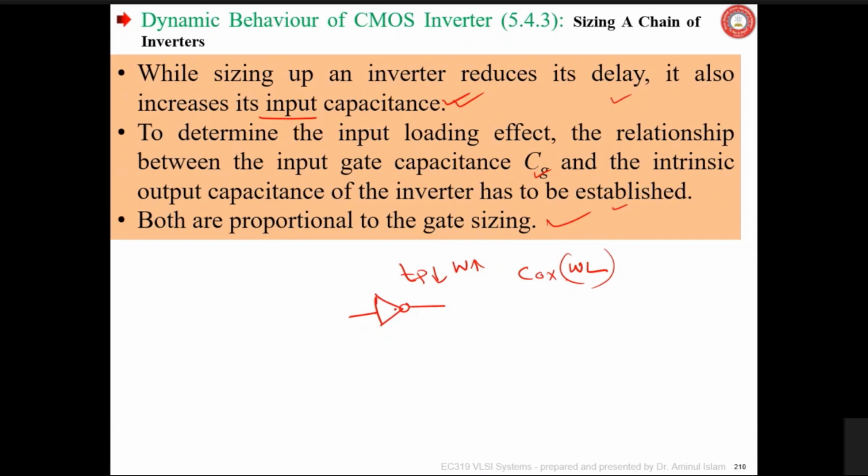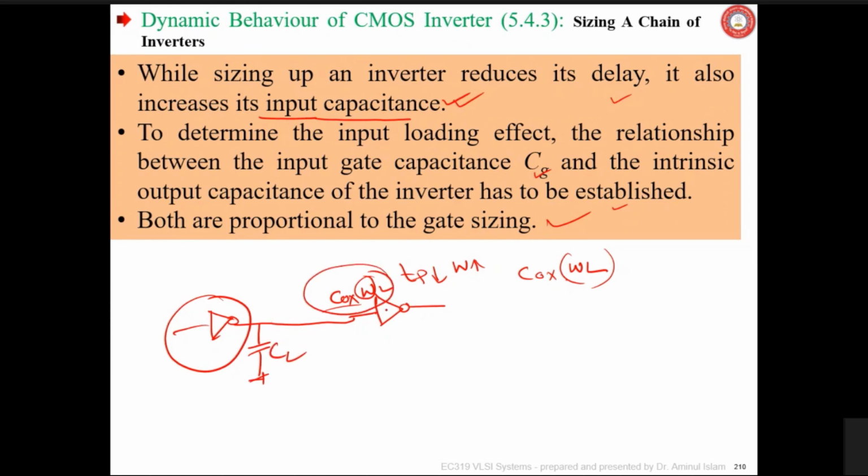But once you increase the W, what about its C aux? Another inverter is there, for example, which is going to drive it. What about this one? Is it not increasing? This W is going to increase the C aux. For this gate, are you not increasing the input capacitance? So its CL will be increased because of this wider MOSFET here.